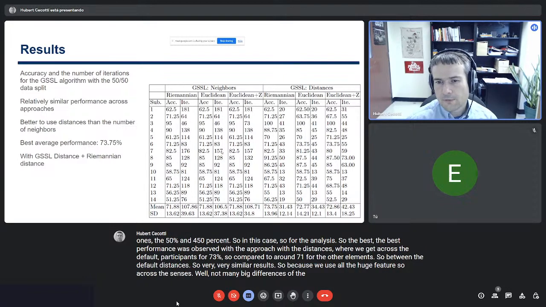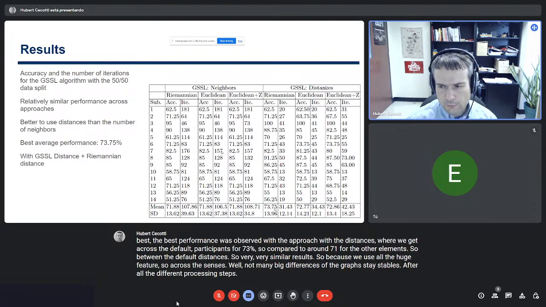The graph stays stable after all the different processing steps. That's important to notice here.